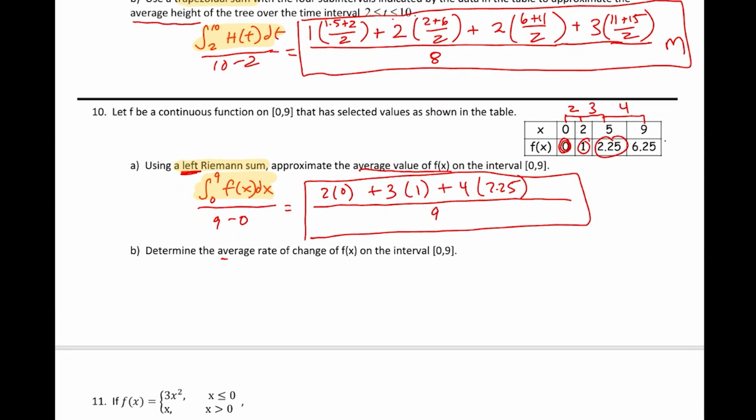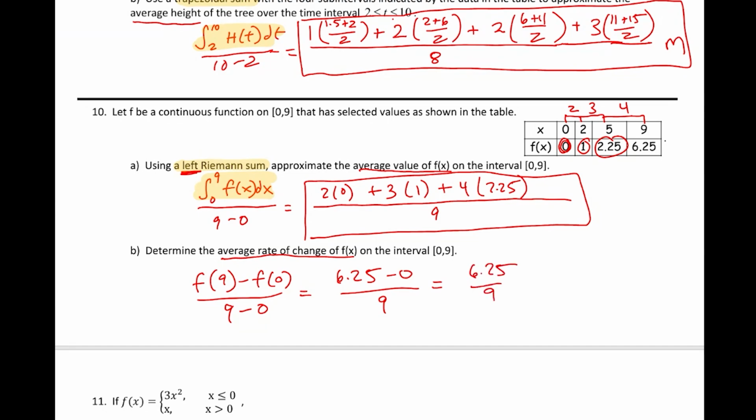Part B is looking for the average rate of change of f(x). So that's where we're going to have f(9) minus f(0) over 9 minus 0. So f(9) is 6.25, f(0) is 0, and 9 minus 0 is 9. So we have 6.25 over 9, and that's the average rate of change.